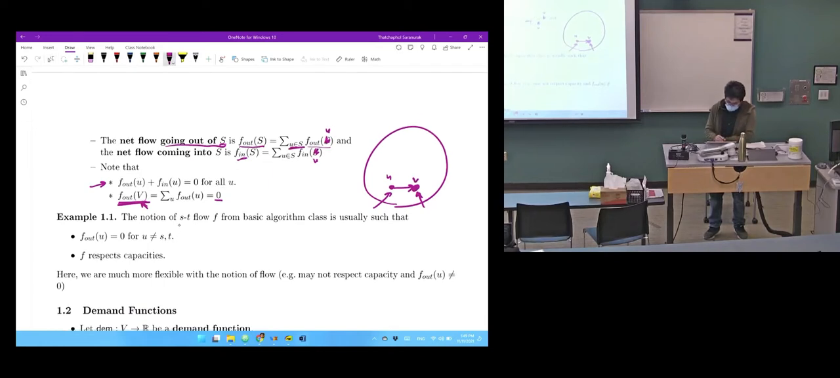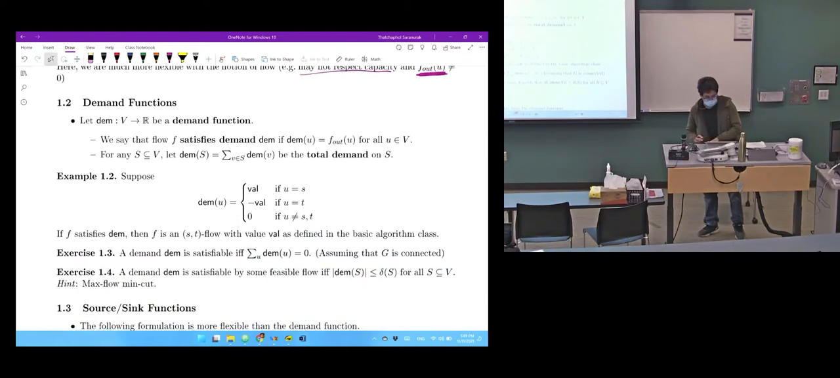So the notion of ST flow from a basic algorithm class is just the flow such that for every node which is not S or T, the flow out is 0. Like, it's conserved. The flow is conserved at every node which is not S and T, and the flow needs to respect the capacity. But here we are much more flexible. When I talk about flow, it might not respect capacity, and the flow out may not be 0 at every node.